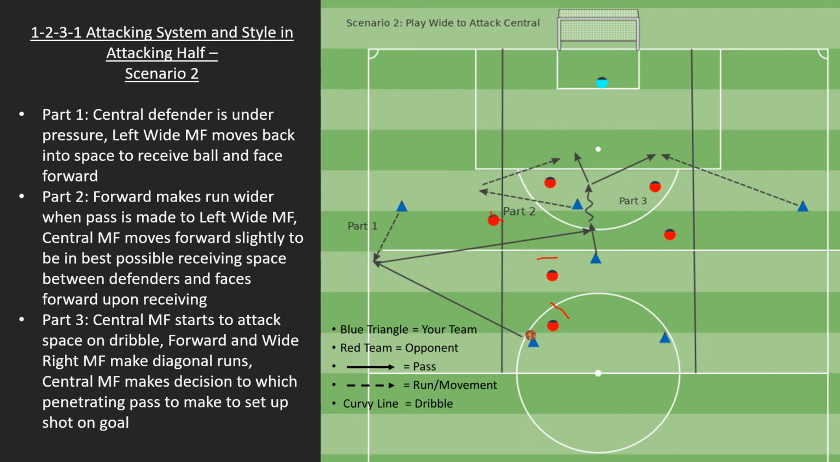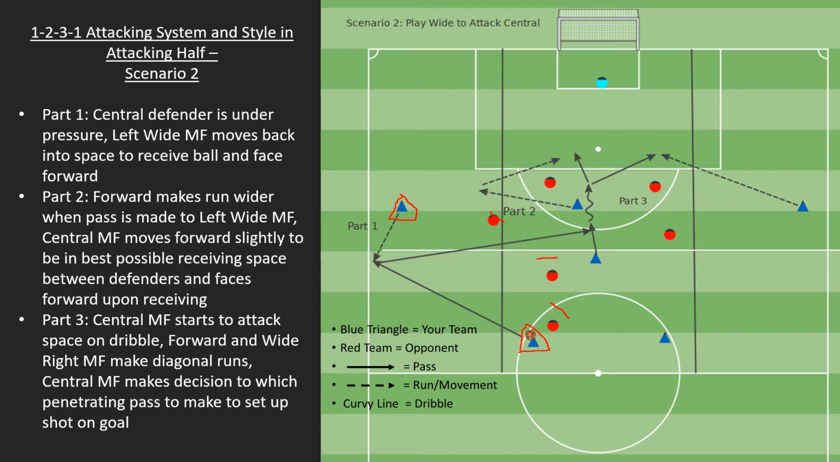The player on the ball, our central defender on the ball right here, needs to be able to see that there's space. This wide left midfielder is now making a run back into space, right? Because it's going to be easier to get the ball there. Now, going back to skill, this player is going to have to recognize that I need to be able to receive the ball and face forward to see my options so that they can see the middle. So we're going to play wide.